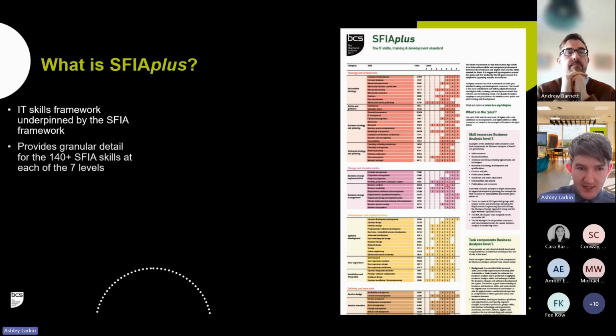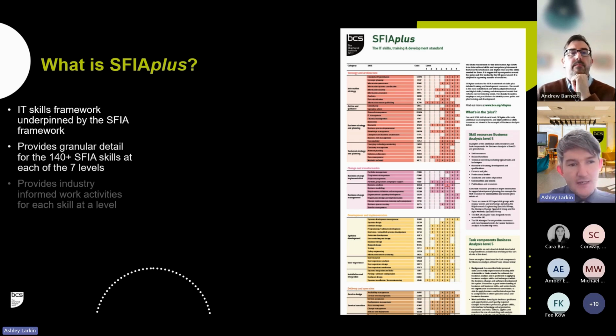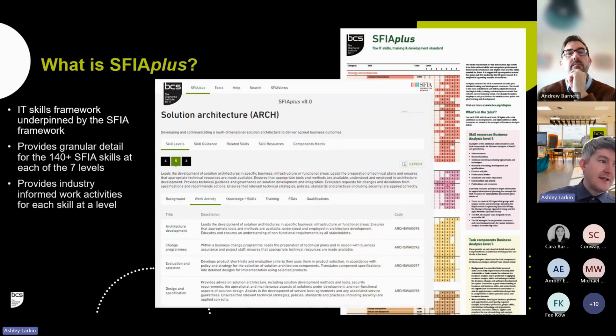So it's underpinned by SFIA. So SFIA goes through several iterations. We're on issue 9 at the moment, which is informed by industry, describing what someone does at that level. But what it does is it provides a lot more granular detail, which is very useful when creating job descriptions or role profiles. So the example on the screen here, and Andrew's going to go into it in a little more depth after this, is the skill of solution architecture.